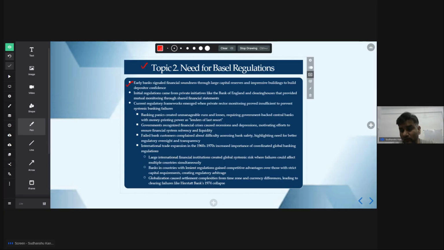And then there was regulatory arbitrage. Banks in highly regulated countries faced cost disadvantages. This increased capital migration and risk concentration, and coordinated regulation was needed to prevent a race to the bottom. Then you look at settlement risk and the Herstatt Bank: time zone and currency differences increase settlement risk. Herstatt Bank's 1974 collapse highlighted the danger of uncoordinated international settlement, and this event directly influenced global regulatory cooperation, right? So that is what we need to understand.